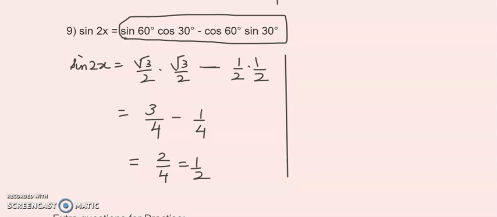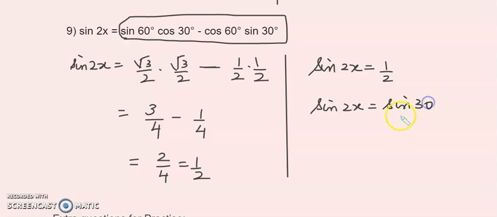So we end up getting what? Sin 2x is equal to half. Which angle of sine is half? Yes, it's 30. So 2x is equal to 30. So x is equal to 15, right?